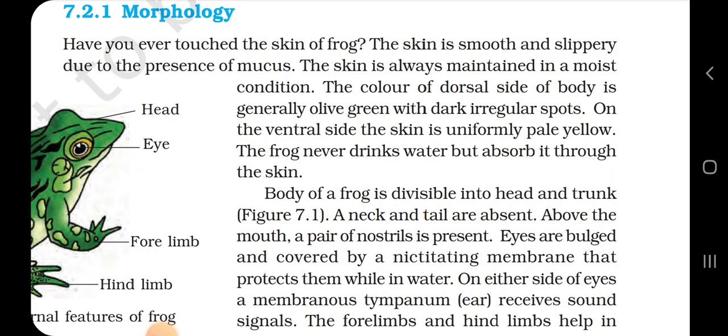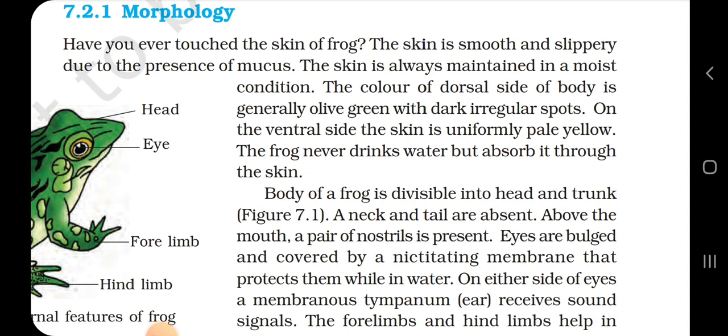7.2.1 Morphology. Have you ever touched the skin of a frog? The skin is smooth and slippery due to presence of mucus. The skin is always maintained in a moist condition. The color of the dorsal side of the body is generally olive green with dark irregular spots. On the ventral side, the skin is uniformly pale yellow. The frog never drinks water but absorbs it through the skin. The body of a frog is divisible into head and trunk.